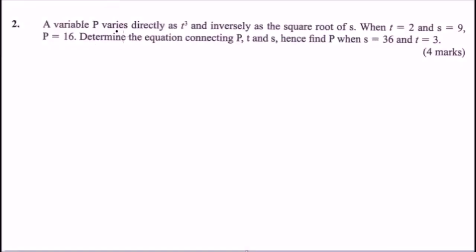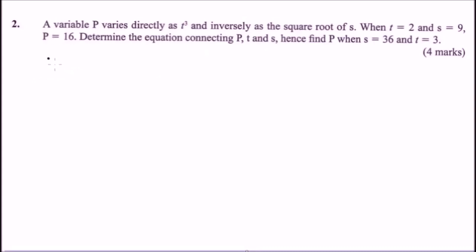And so this is 2018 Mathematics Paper 2, question number 2, and it says a variable p varies directly as t cubed and inversely as the square root of s. When t is equal to 2, s is equal to 9, p is equal to 16. Determine the equation connecting p and t and s. Hence find p when s is 36 and t is equal to 3. So this is how we start.